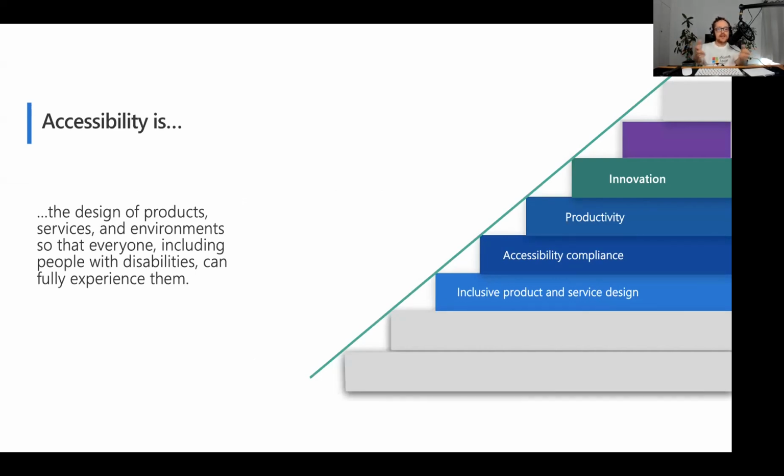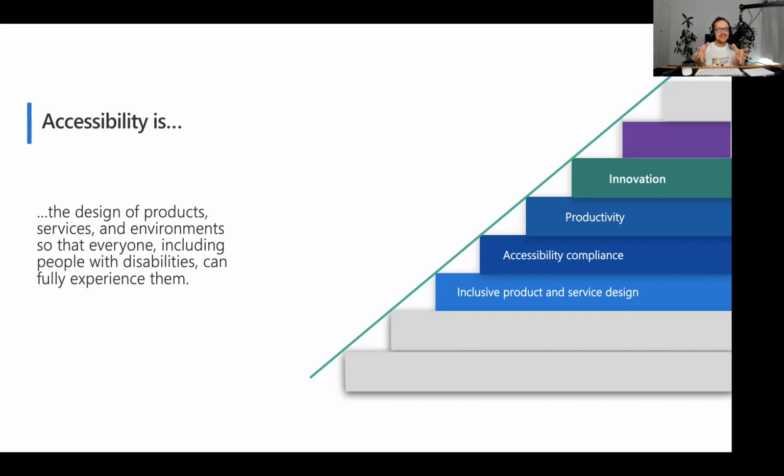First, let's define and undefine accessibility. What is accessibility? It's the design of products, services, and environments so that everyone, including people with disabilities, can fully experience them. So it's not designing for disabilities, and I'm going to tell you exactly and show you why that is a bad idea. What it really is, is broadening the scope of that empathy bubble and looking at as many people as you can incorporate in your design by being inclusive.